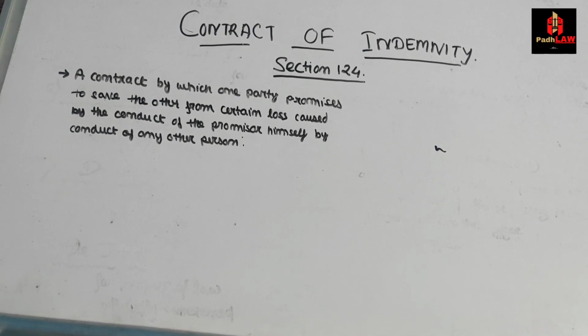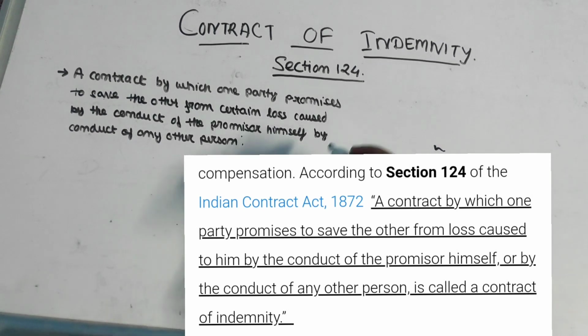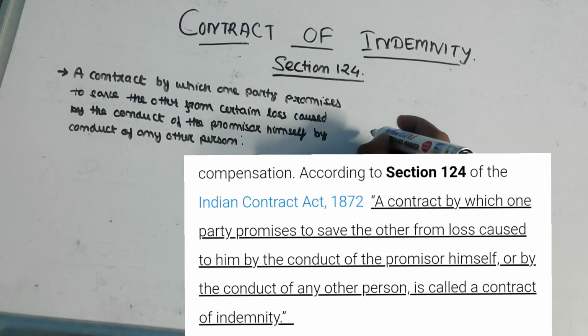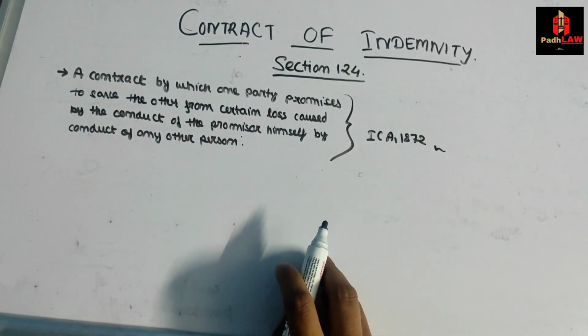This time we are taking a topic from contract, that is the contract of indemnity. It is given under Section 124 of the Indian Contract Act, 1872, where the definition of contract of indemnity is given.